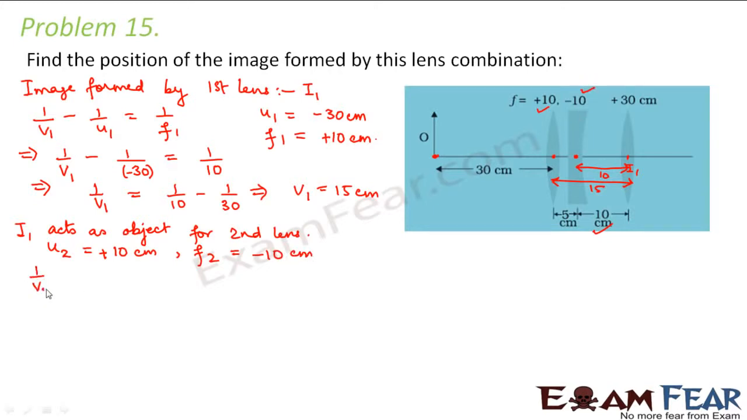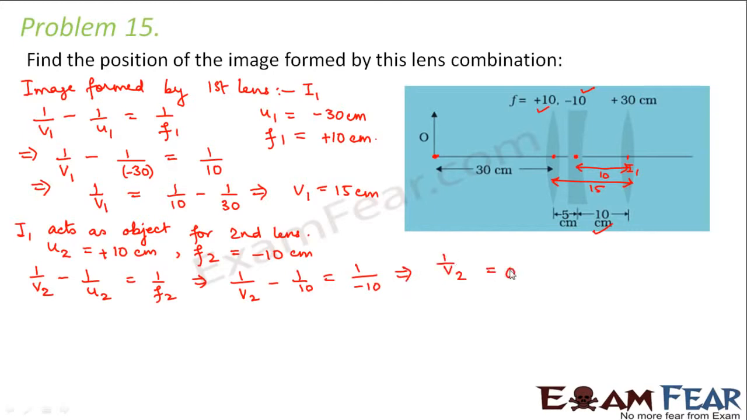Again, applying the same thin lens formula, 1 by V2 minus 1 by U2 is equal to 1 by F2. So this implies 1 by V2 minus 1 by 10 is equal to 1 by minus 10. So this gives the value of 1 by V2 as 0, or V2 comes out to be infinity. That means the image formed by the second lens is at infinity. So I2 is formed at infinity.